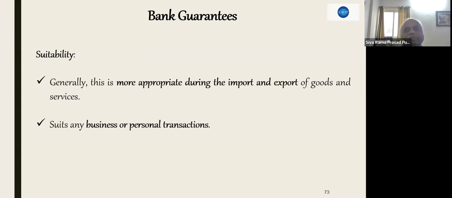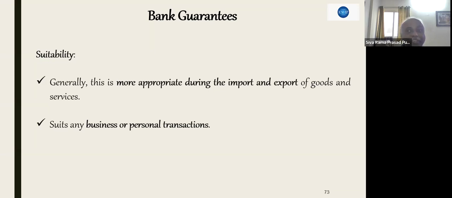Suitability. Generally, the letter of credit is more appropriate during the import and export of goods and services. That's why we are widely using letters of credit. Even domestic LCs we will use, but normally we use the letter of credit mostly in exports and imports from one country to another country.